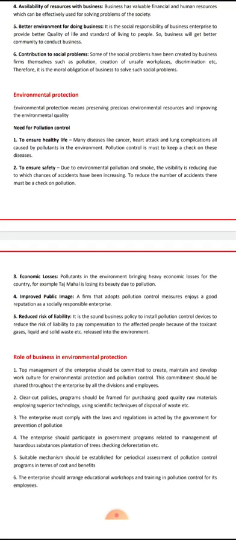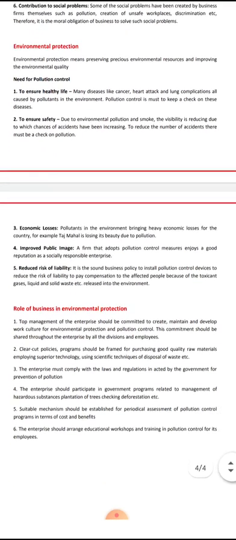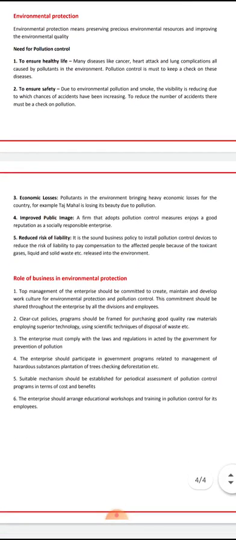economic losses. Pollutants in the environment bring heavy economic losses for the country. You already know, as you have studied in your junior classes, that the Taj Mahal is losing its beauty due to the pollution content. The next point is improved public image. If a firm adopts the pollution control measures, then it enjoys a better public image. The next point is reduce risk of liability.